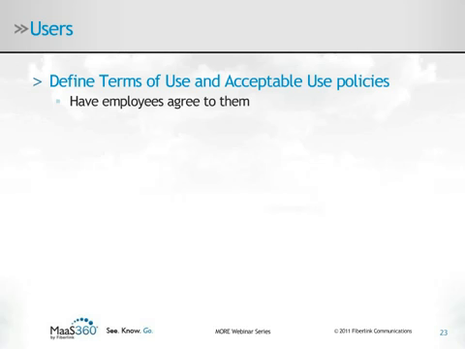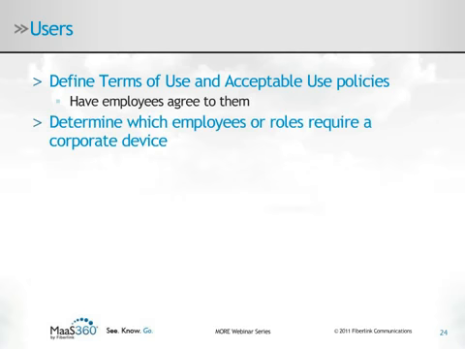For example, with terms of use, if employees are going to use personal devices, they may need to accept in the terms of use that if they lose the device or they leave the company, the corporation has the right to wipe the device and that any personal data stored on the device may be erased at the same time. Another decision is to determine which employees or roles require a corporate device and whether employees that don't qualify for a corporate device can use personal devices.